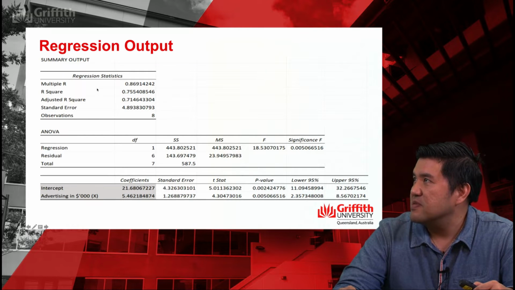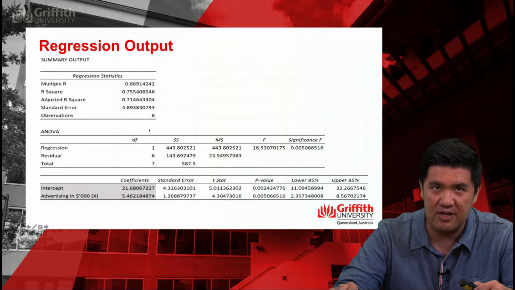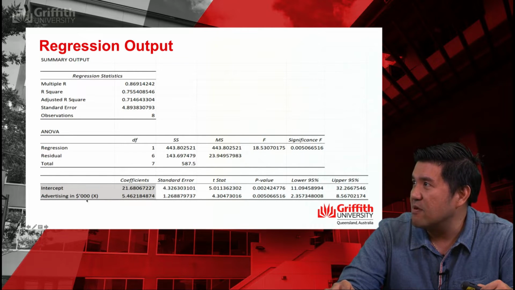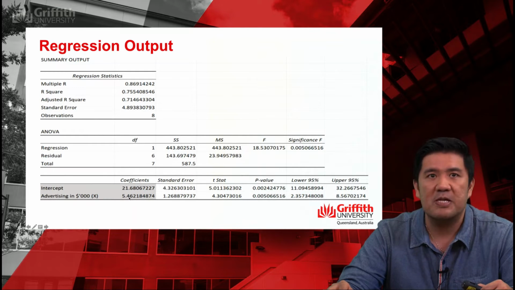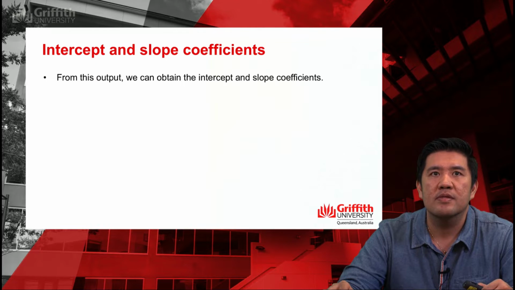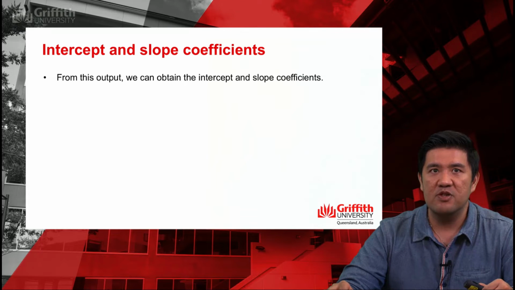So eventually, using Excel, we'll come up with that regression output. Again, in the course material, I'll demonstrate to you how to obtain this regression output. Yes, there's a lot of numbers here, but particularly we just want to focus on these two. The intercept coefficient, which is 21.68 here, and the slope coefficient, which is 5.46. From the regression output, we can obtain the intercept and the slope coefficient.